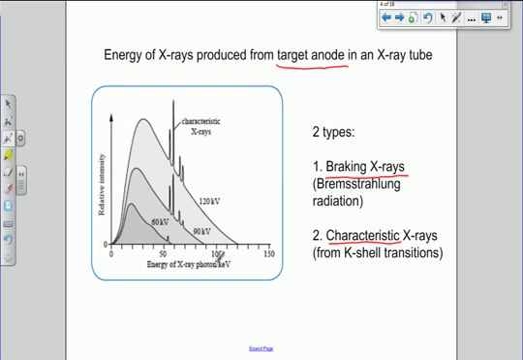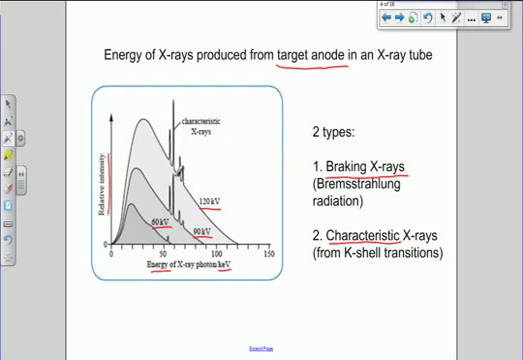Now over here we've got a little graph of intensity, so that's the intensity of the X-rays produced against their energy, and the energy here is measured in kilo electron volts. So you can see that there's this typical continuous distribution of X-rays, the height and spread of which depends on the accelerating voltage. Superimposed on that, you can see these spikes. Now these spikes are individual frequencies of X-rays, individual energies of X-rays produced.